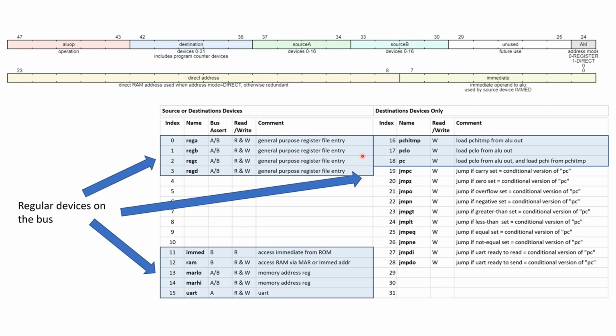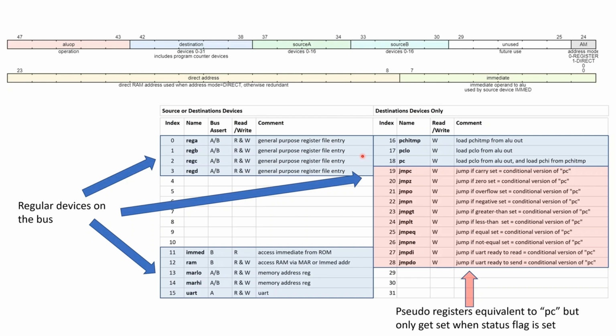But there's also a list of jump devices here. These devices work like PC in that they update both higher and lower bytes of the program counter, but they do it conditionally. Well, if I'm making all the instructions conditional, then I guess I can ditch this stuff. Well, at least I can ditch devices 19 through 28 and see if I can save a bit of space.